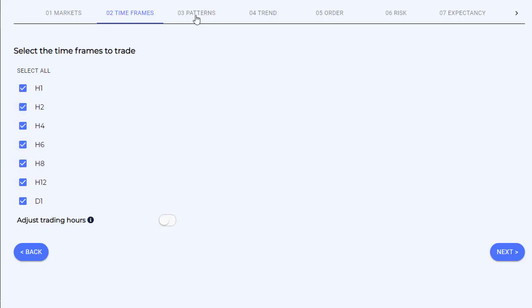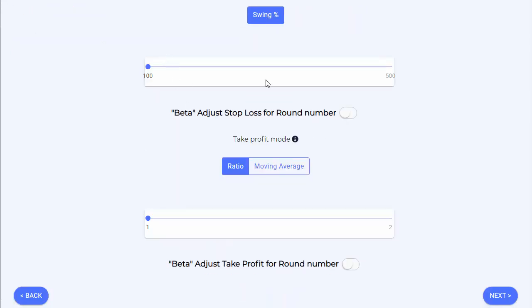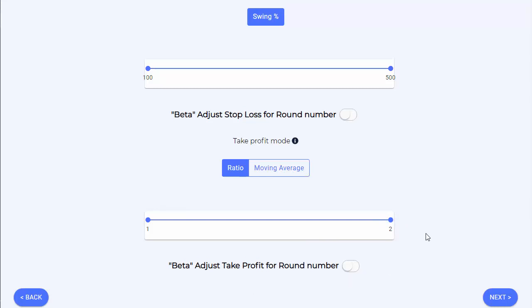And then I'm not going to go onto the patterns or the trend bits because they are behind the strategy, so I'm not going to show you those two, and I'm going to go straight into the orders. So the market entry mode and the stop loss mode aren't going to make much difference to you, but it's showing a range here, and I can beta test or adjust the stop loss for round numbers. As far as the take profit's concerned, I can have it set to a ratio or to moving averages. I'm going to keep it on a ratio and have that set at 2 to 1 risk reward, and again I can have it adjusting for round numbers as well.